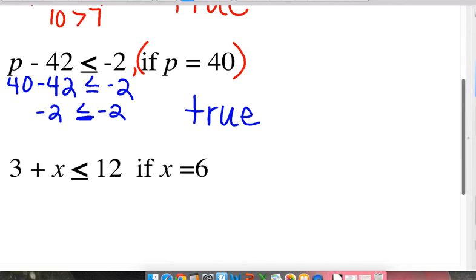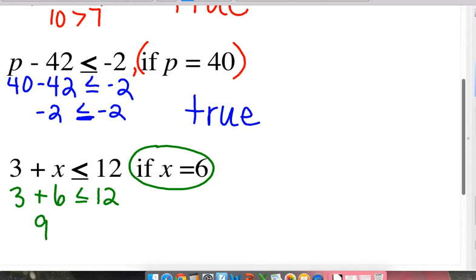Negative 2 is equal to negative 2, so that is true. Let's try another. 3 plus x is less than or equal to 12 if x is 6. I'm going to substitute the 6 in there. Nothing else is going to change. 3 plus 6 is 9. Is 9 less than or equal to 12? Yes, it is. That is true. Another true one.